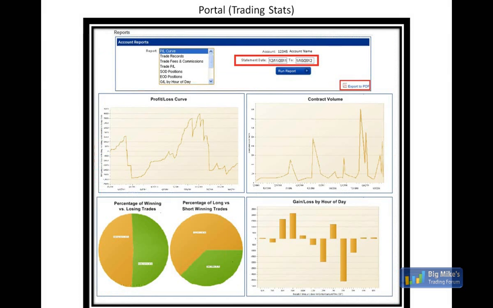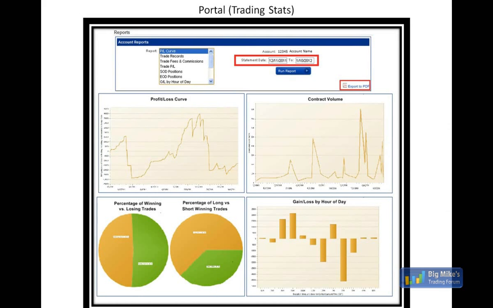Each of these reports are displayed on separate pages, but I put them all here just so you can review them quickly. The top left is the simple P&L curve. You saw that on your front page, but this one you can put your date ranges in, as I had mentioned. Top right graph is your daily contract volume, again, for any date range you want. The bottom left of the two are pie charts that give you percentage breakdowns of your winning versus losing trades. It's on the left, I believe. And on the right is long winning trades versus short winning trades, which kind of give you an idea if you're better on the long or the short end of the trade there.